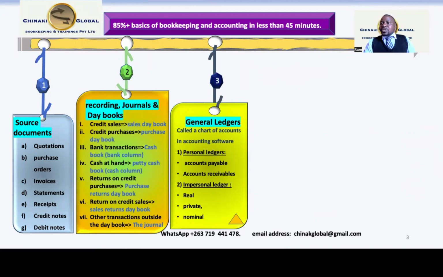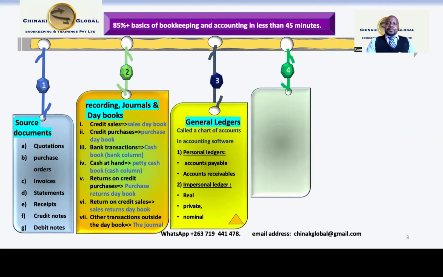So having this general ledger, we now need to make sure that we have recorded everything. Then we summarize everything in our general ledger at the end of the month or at the end of a period that we want to analyze our information at. After adding the totals, we come up with the closing balances that we're supposed to transfer to the trial balance.